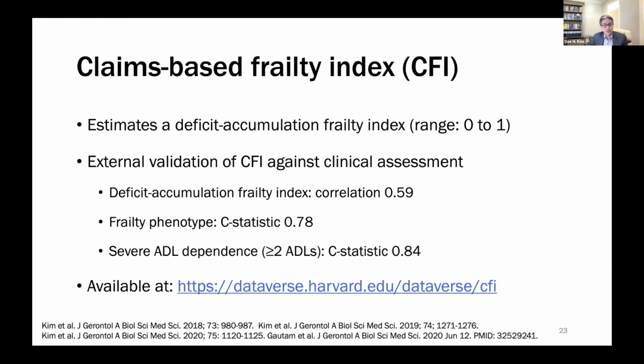Of these claims-based measures, the one that we developed was modeled after a deficit accumulation frailty index, which ranges from 0 to 1. And in an independent data set, we showed a correlation of 0.59 with a clinical frailty index, a C-statistic of 0.78 for frailty phenotype assessment, and a C-statistic of 0.84 for having 2 or more ADL dependency. The program to calculate this index is made available in various statistical software in the link here, including SAS, R, and Stata.